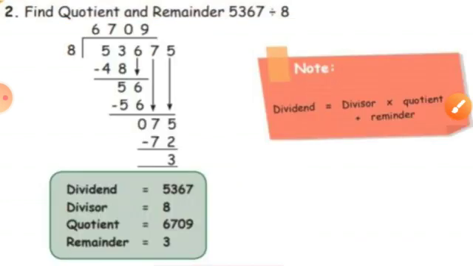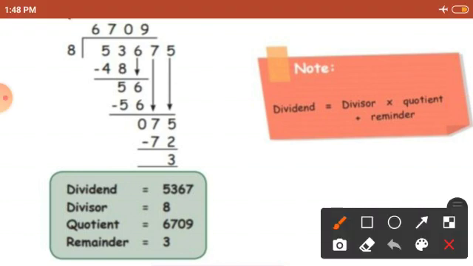Next sum is find quotient and remainder. 53,675 divided by 8. First you have to write the dividend, that is 53,675, and the divisor is what? 8. So let's divide this number. Take the first number, that is 5. You can't divide this number, so that's why we are taking the next number together, that is 53. So now you can divide this number. 8 6's are what? It is 48. Just subtract both of these numbers.